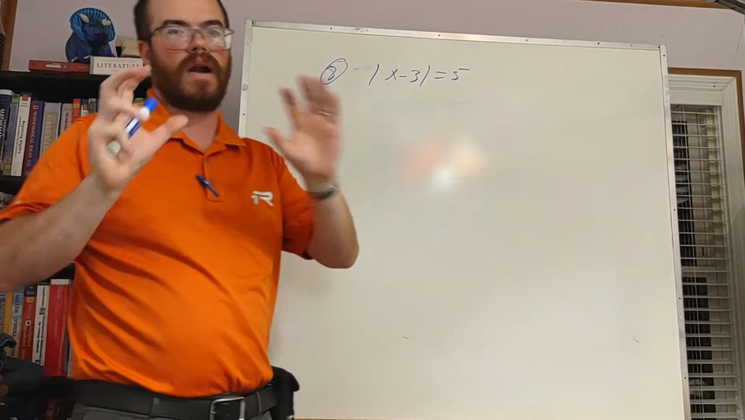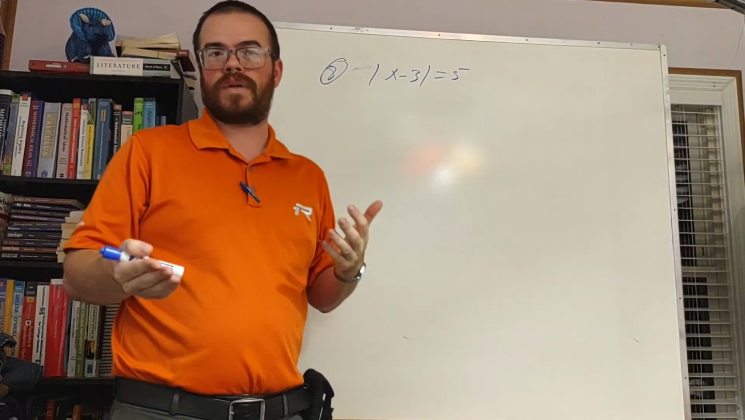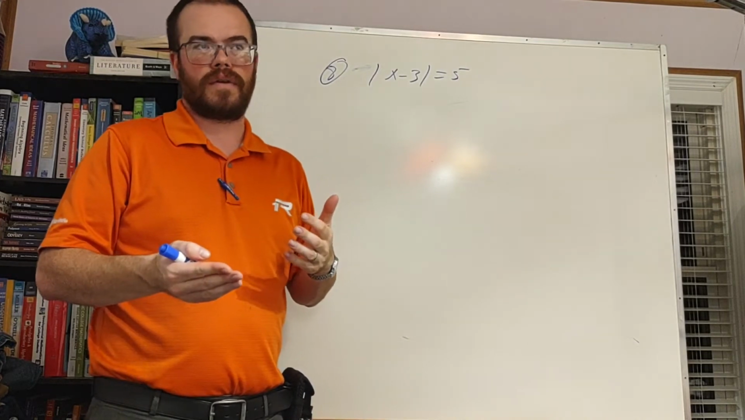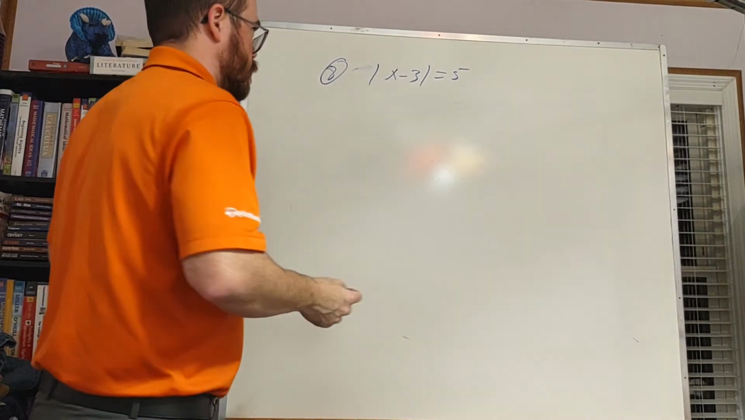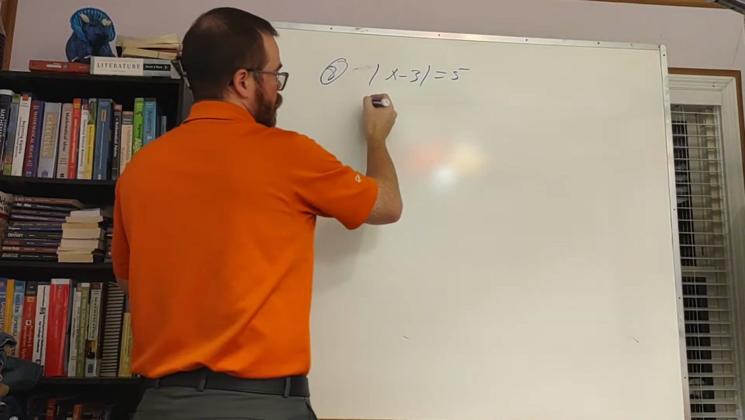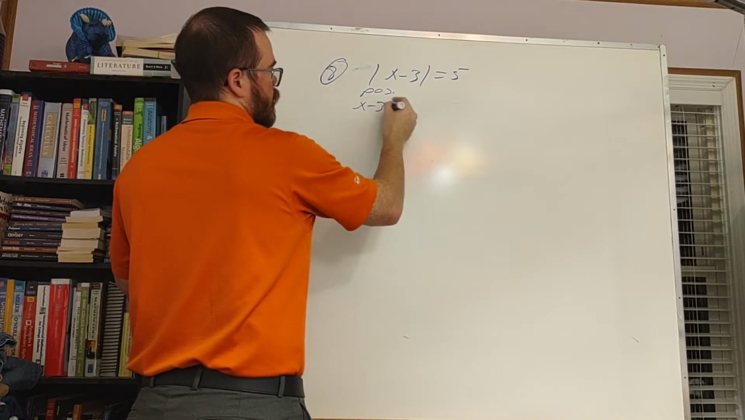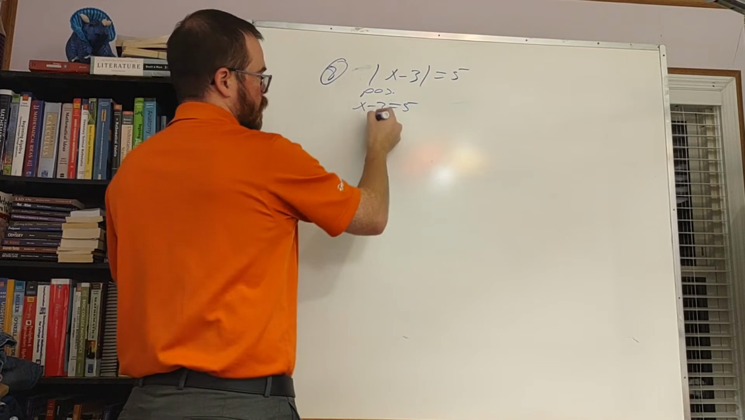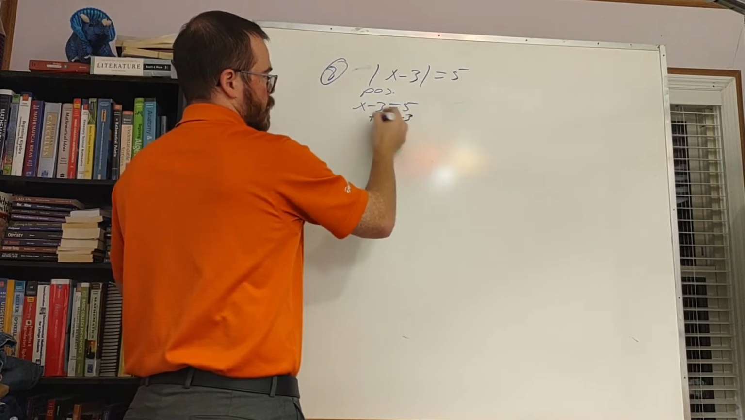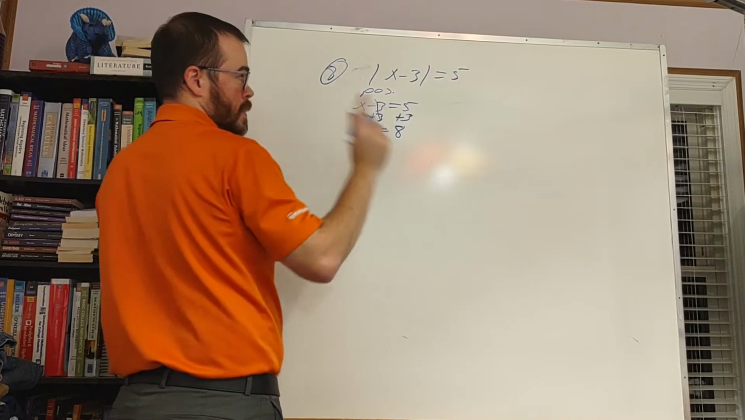So we're always going to start out with that. Once we have the absolute value by itself on one side of the equation, we're going to look at the positive case, which is just basically dropping the absolute value. So positive case, x minus 3 equals 5. We're just solving this like normal. Add 3 to both sides. That gives us 8. So that's one possibility.